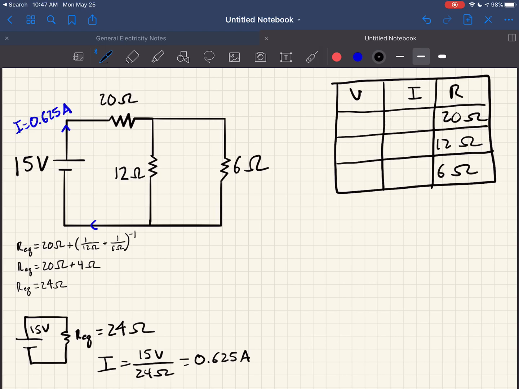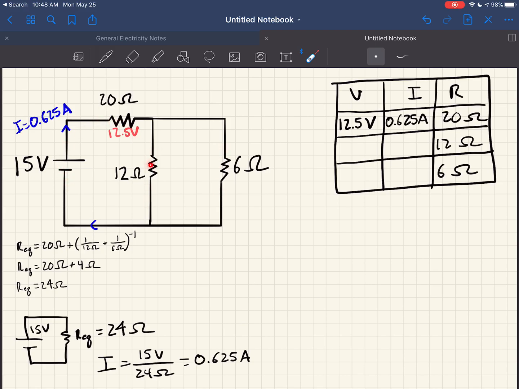So in the 20 ohm resistor, I've got 0.625 amps, just like that. Now if I want to find the voltage across that resistor, I've got I and R, so now I can find the V. So I just do I times 20, and that gives me a voltage of 12.5 volts right there. And now let's take a look at the loop rule. I know that if this is 12.5 volts, well, that actually tells me right away what these have to be.